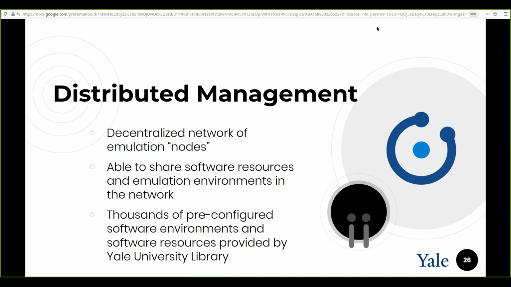Part of the grant goals running through June of this year was also for thousands of pre-configured software environments and software resources to be provided by Yale University Library as a seed collection for the network. Euan Cochran, the digital preservation manager at Yale, has been working for years, even before the EASY program started, to build up a collection of legacy software. So that has served as the starting point for us in creating this system of dependencies that one can use in order to access digital collection objects.